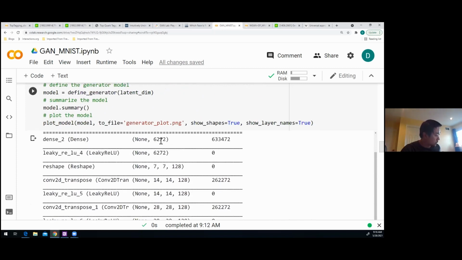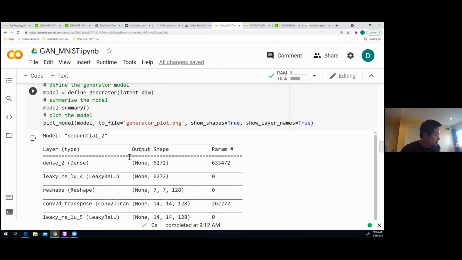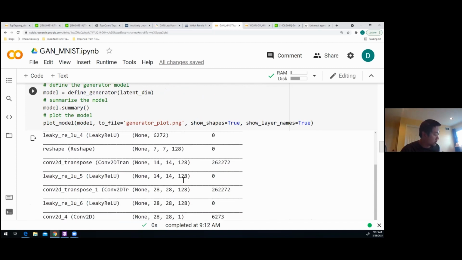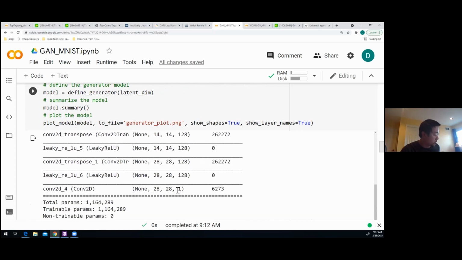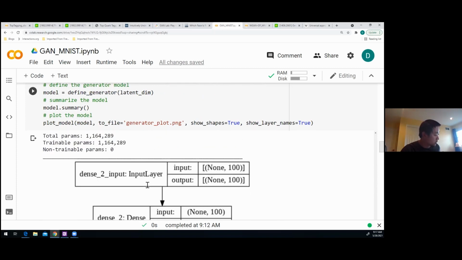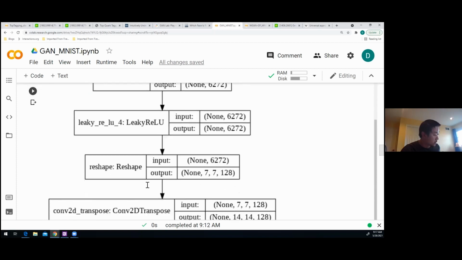So that looks like this. You see, it starts with the input of 100-dimensional noise, and then it maps it to something with the right dimensions that can be reshaped into a 7x7 image. And then with these conv2D transpose layers, we upsample it until it's 28 by 28. Okay, so the generator has about 1 million free parameters. That's what it looks like graphically.